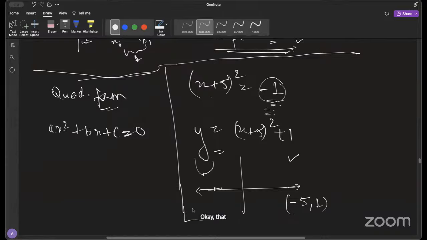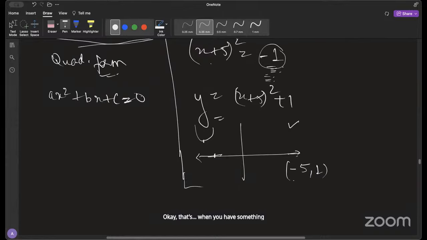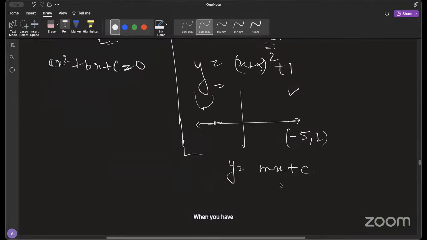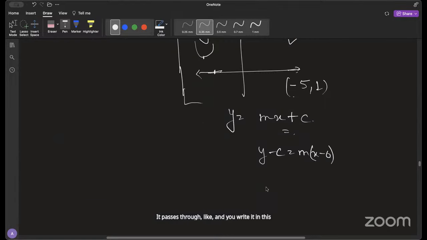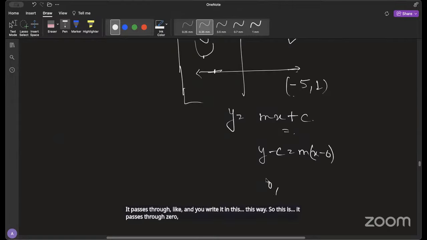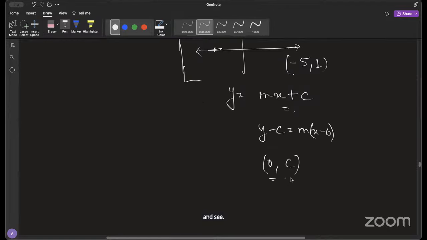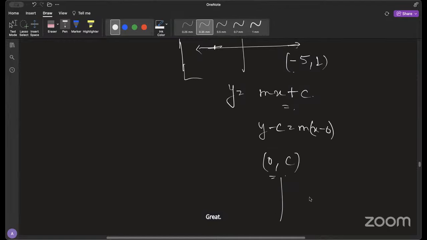Okay, that's when you have something like this, and it's valid for every function basically. When you have special types of functions, let's just say you have this function. So this is the line that passes through, you write it in this manner. It passes through 0 and c, right? So if you have c here, it looks like this.